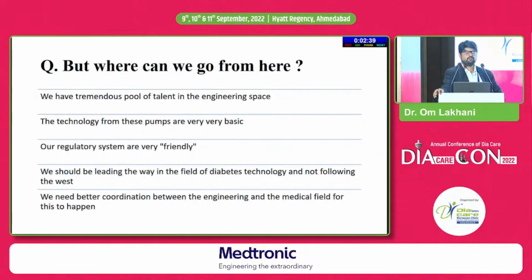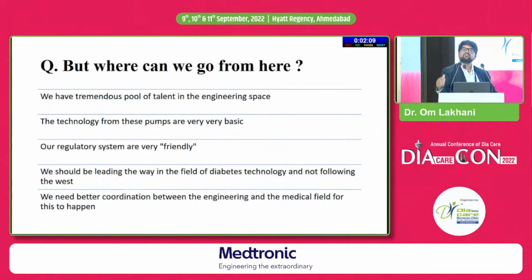So where can we go from here? And again, we have a tremendous pool of talent in the engineering space. Take any society, my own building, we have 15 engineers, or some 15 people who have done an engineering degree, right? Everyone has family members who are engineers. My brother-in-law is an engineer, and I talked to him about CGM devices. And he said, this is very basic technology, anyone can do it. So simple, right? But then why are you not doing it?